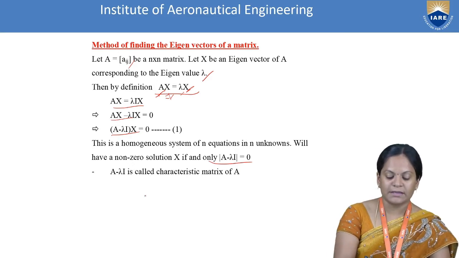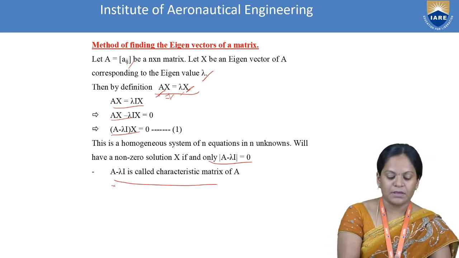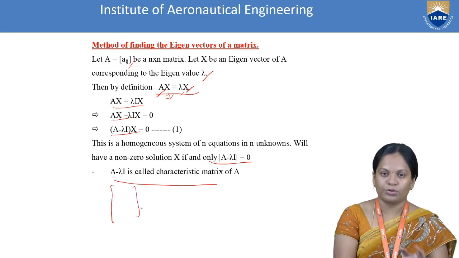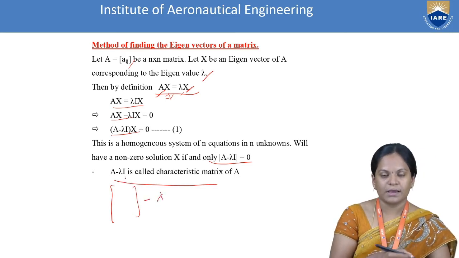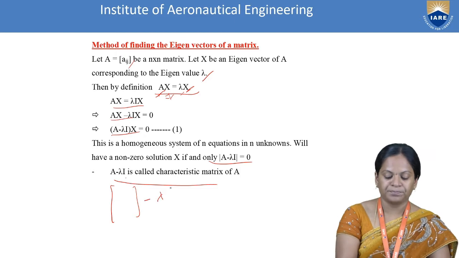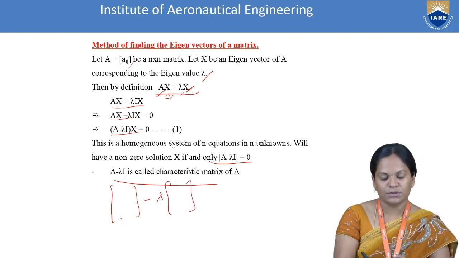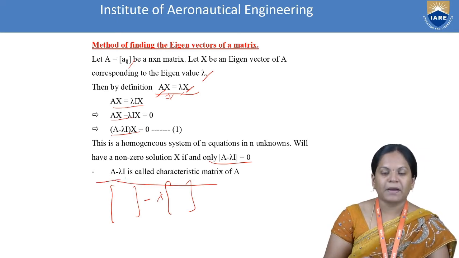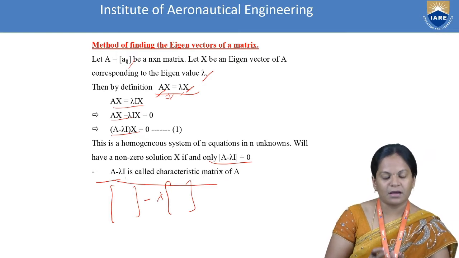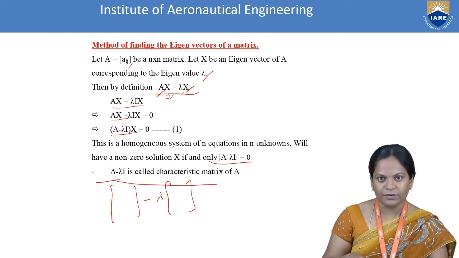So here A minus lambda I is called the characteristic matrix of capital A. Here A is a matrix of any order, minus lambda, which is a scalar, times I, which we already know is the identity matrix of the same order. So if we take this, we'll get some matrix. So A minus lambda I is nothing but the characteristic matrix of capital A. Here we have to remember lambda is a scalar and x is the characteristic vector, or we find the eigenvectors.